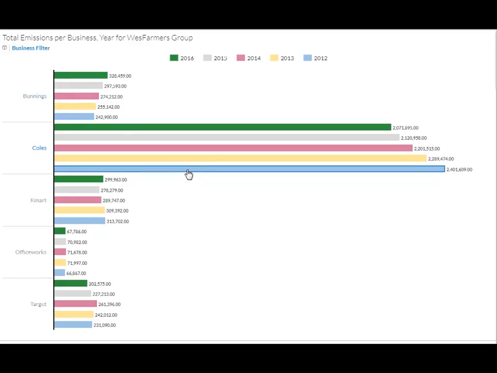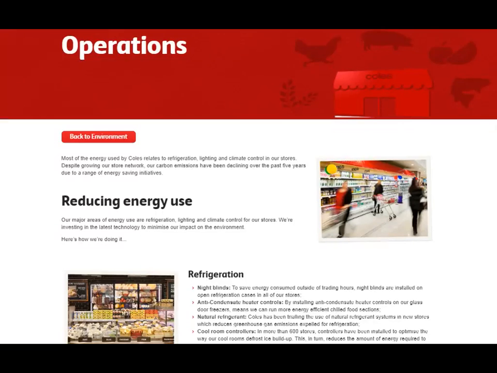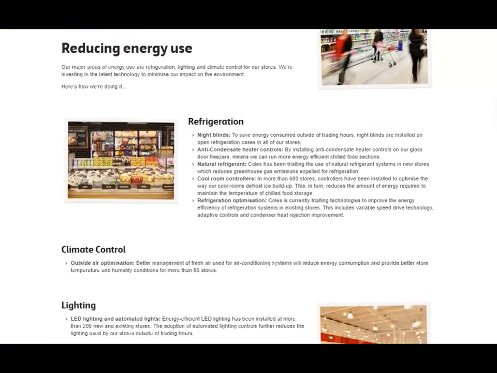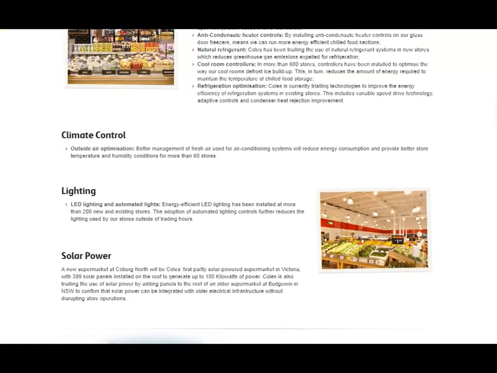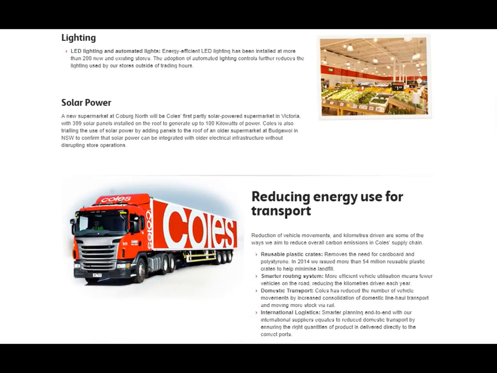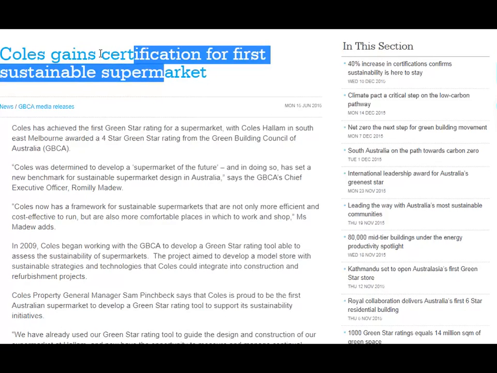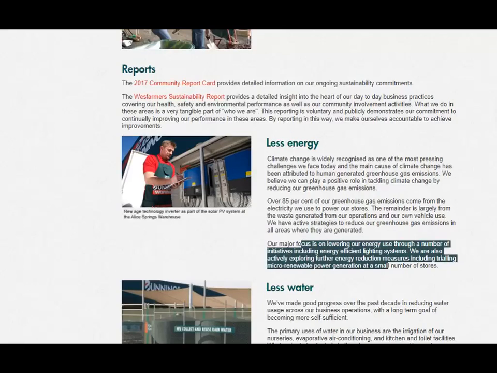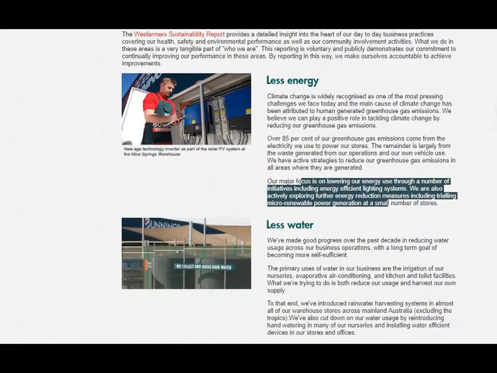Now we are more interested to know what Coles has been doing differently than Bunnings. For that, we went online to Coles' operation page and we found that they are doing a lot of things to reduce their energy usage. They are using LED, climate control, solar panels, and trying to do the same things in their transport. And that's why they have gained certification for first sustainable supermarket. On the other hand, Bunnings, they are also doing the same thing, but they are still trying to reduce their energy usage, and that's the difference here.